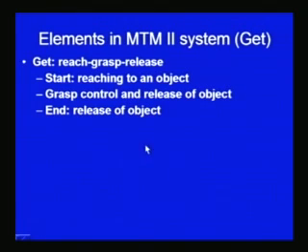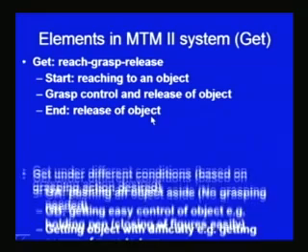Here we will go in detail how to divide and analyze the job into the basic motions. The get involves the reach, grasp and release. The get means reaching of the hand from one position towards the object, grasping the object and releasing it. So, get starts with reaching to an object, grasping it and getting control, and ends with the release of the object.